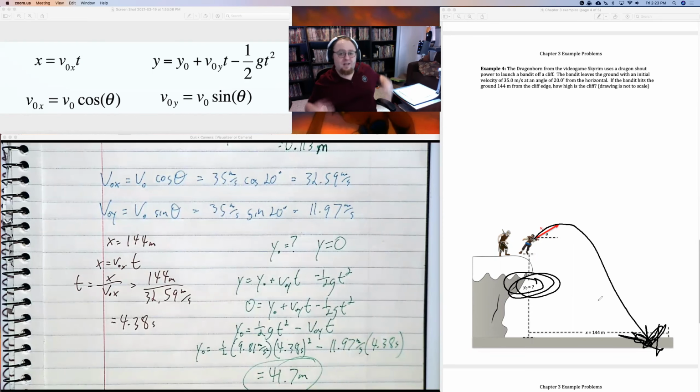That's the process. That's how you solve these. They're very repetitive, admittedly, but you're just going to break your V naught into components. Once your V naught is in components, either use y to get t and plug into x, or use x to get t and plug into y. One or the other. That's the process. That's all there is to it.